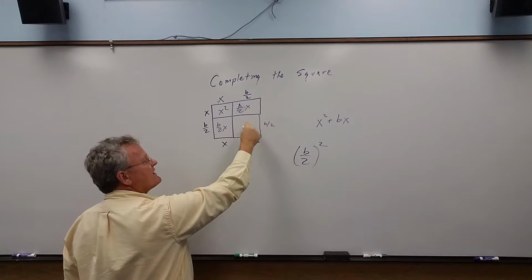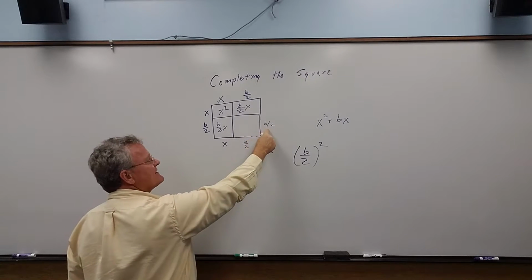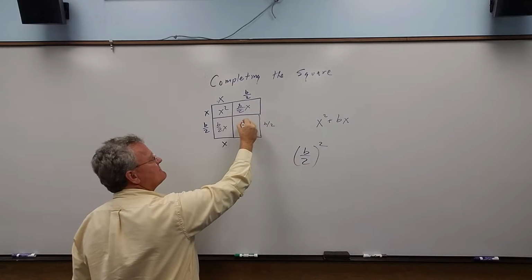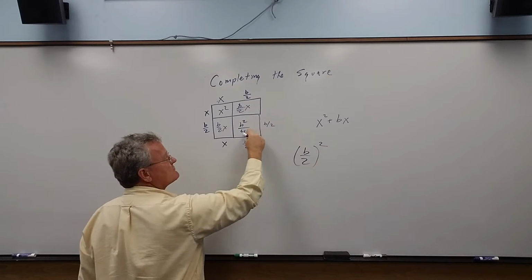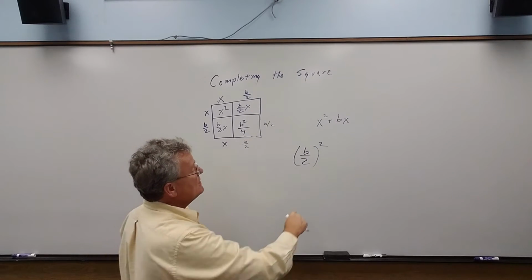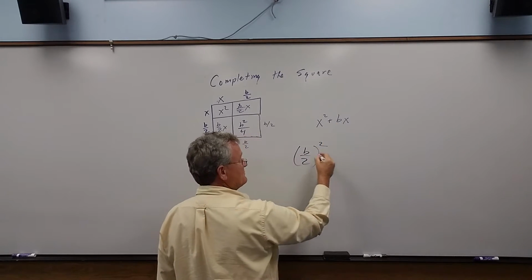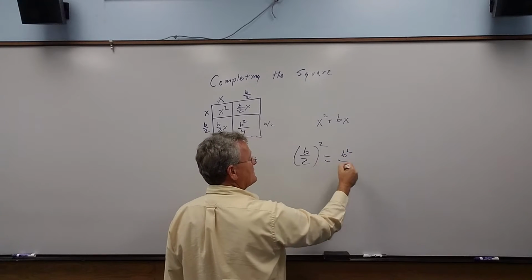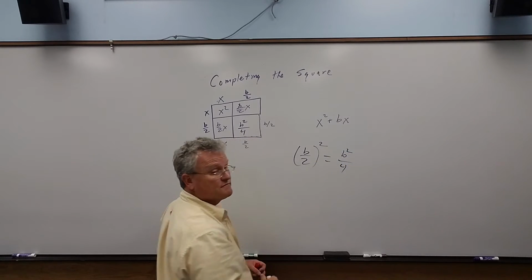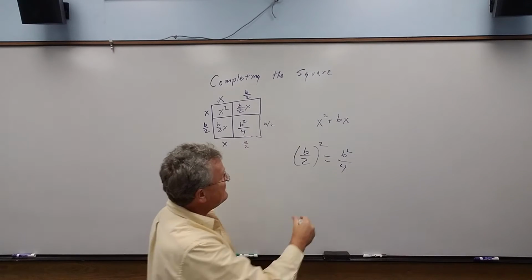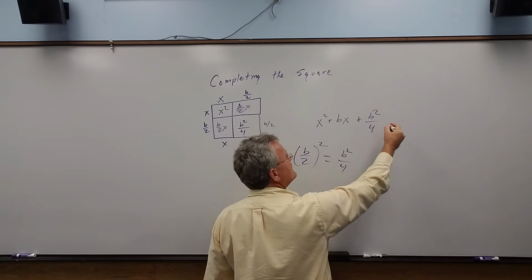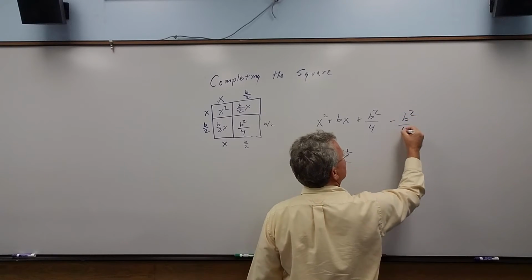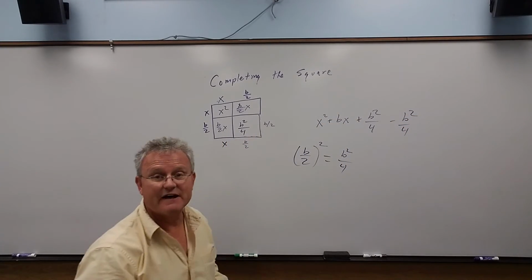And when we square it, that's the area of this. This times this is b over 2 quantity squared, which is b squared over 4. So when I take half of this and square it, we get b over 2 squared, which is b squared over 4. And when I add that to this, b squared over 4, of course we have to subtract b squared over 4 because it changes the value.